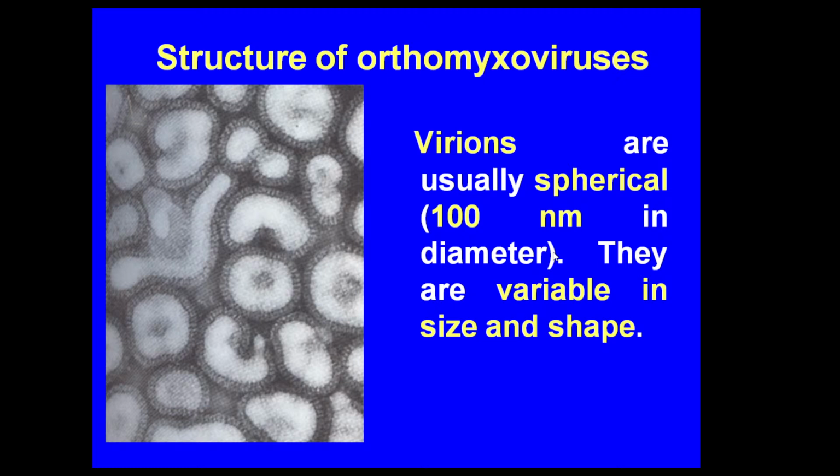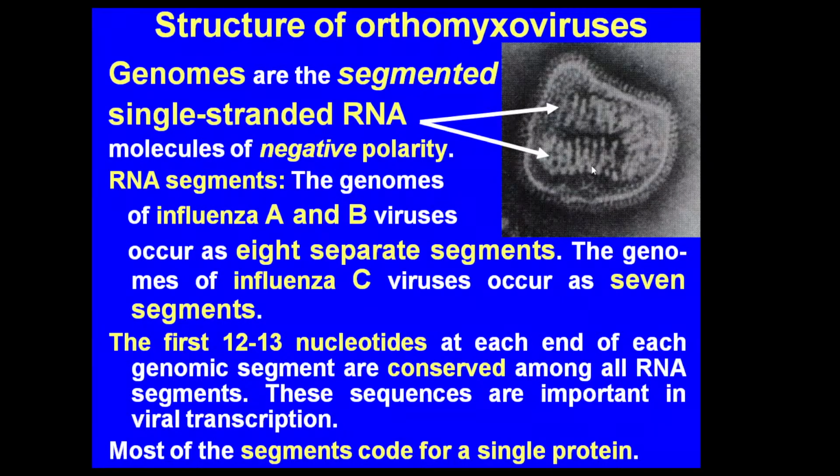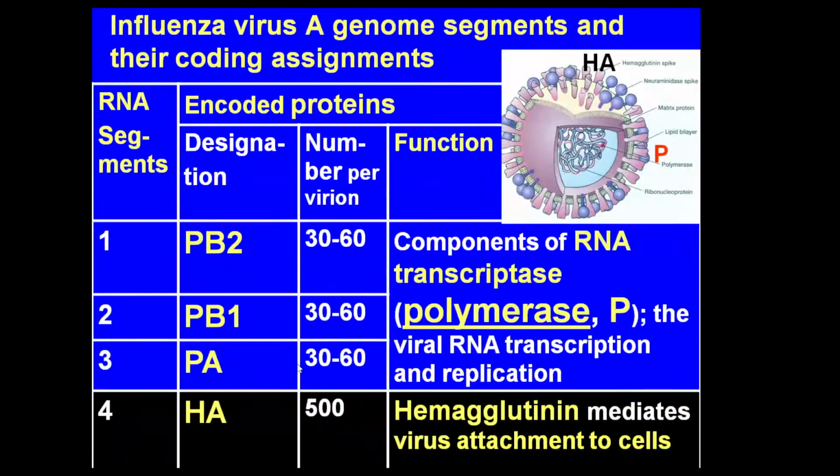A few words about the structure. You see this pleomorphic and middle size, and the genome is segmented single-stranded RNA of negative polarity. In A and B types, we have 8 separate segments, and we have 7 in influenza C viruses. The first 13 nucleotides at each end of each genomic segment are conserved among all RNA segments. These sequences are important in viral transcription. Usually one segment codes for one single protein, but it is known that two segments of influenza virus A at least code for two proteins.